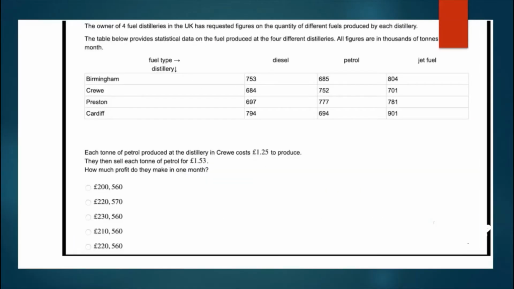Okay, so another example is this, where you've been asked how much profit do they make in 1 month. You know the petrol in Crewe costs £1.25 to produce, and it sells for £1.53. And you know that all figures are in thousands of tons. So this would be 1,000, everything is in thousands.